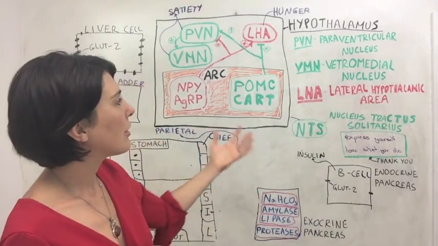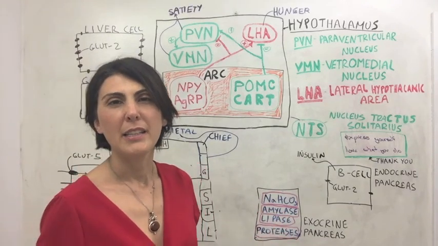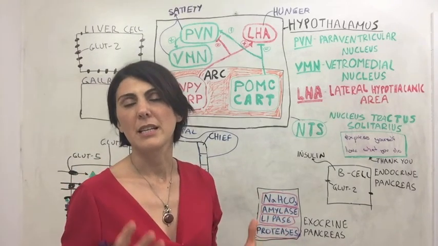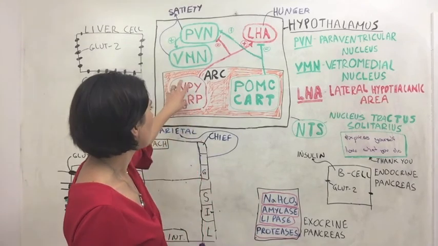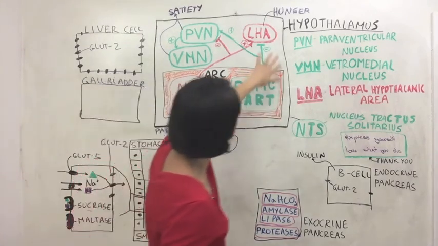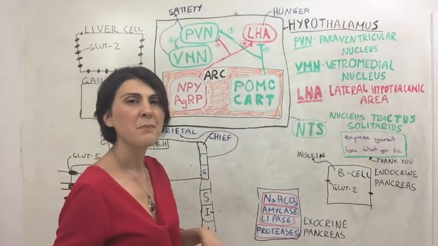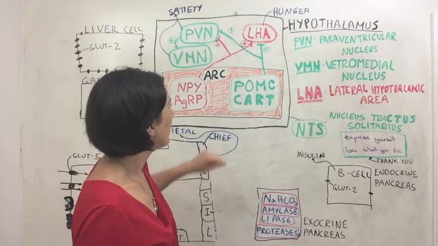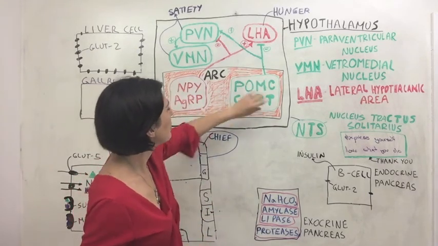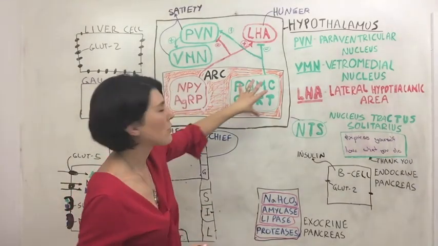Now, please don't get overwhelmed by all the big words. They are just words, and they usually just represent an area in particular within the brain. So, we have here in this square the hypothalamus, and that is a part of the brain. Within the hypothalamus, you have the arcuate nucleus, and in the arcuate nucleus there are two populations of neurons.